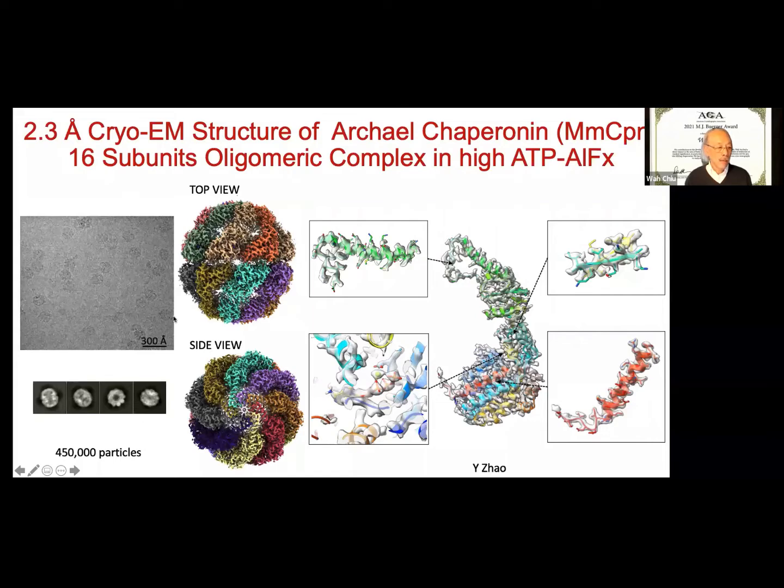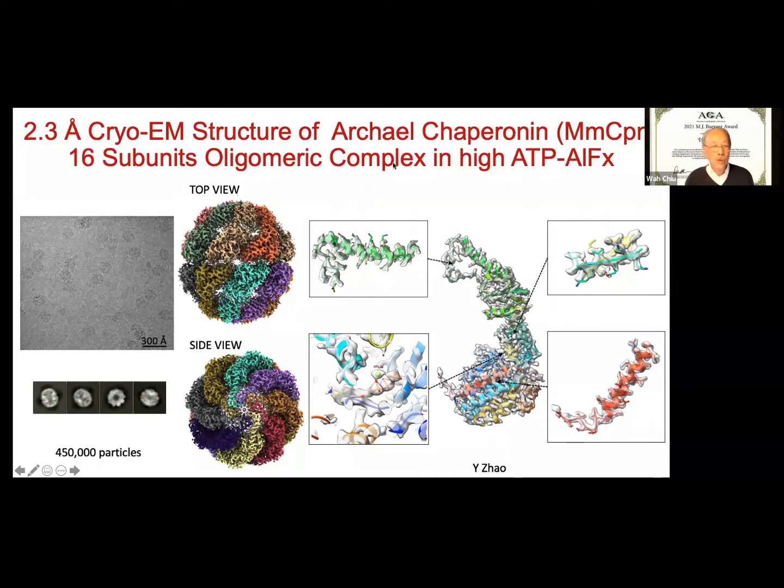You can see that with about 450,000 particles, we can get this closed conformation with ATP and aluminum fluoride to engage the chaperonin in enzymatic activities. And in fact, we can trace the ATP density quite well here. All the side chains and backbones are clearly resolved.